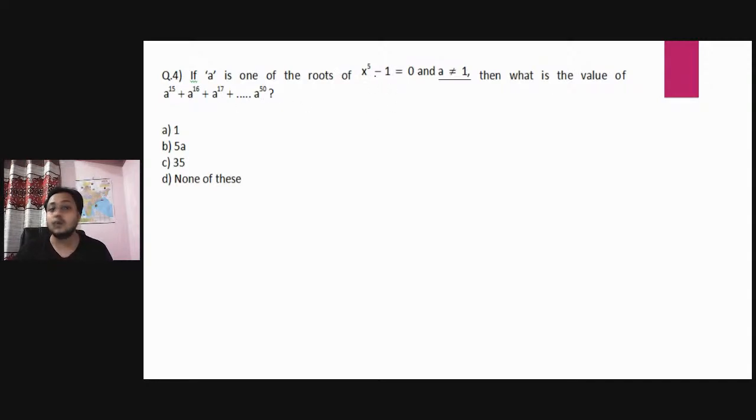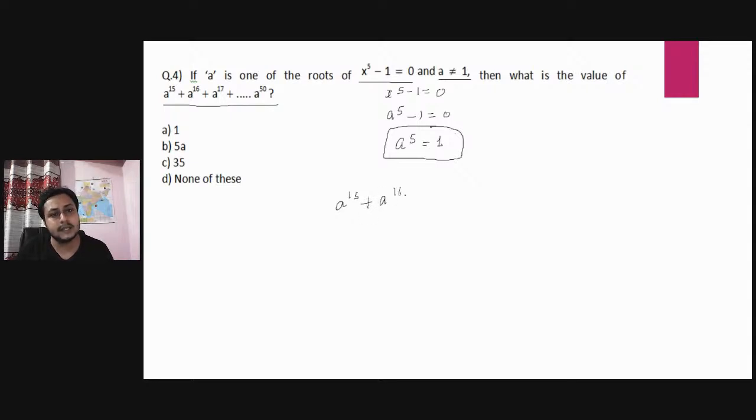So guys, a is one of the roots of this equation, so a will satisfy it. Since a is one of the roots of x power 5 minus 1 equals 0, a power 5 minus 1 should be equal to 0. That means a power 5 equals 1. Got it, guys? Now come to this equation: a power 15 plus a power 16 plus a power 17 up to a power 50.